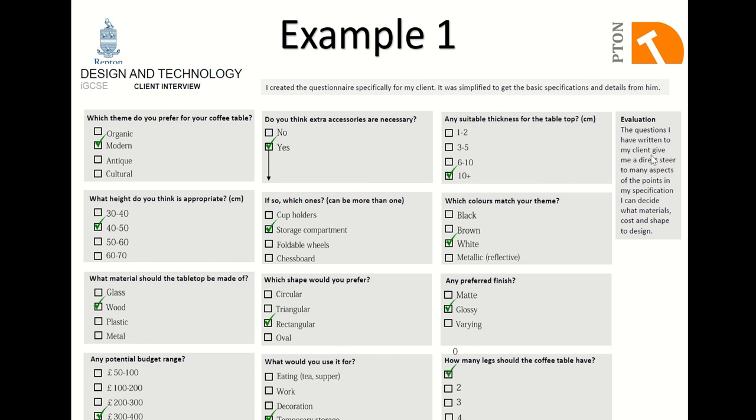Then in your evaluation, I would pick out the 3 to 4 most important things out of your 10 questions, and I would comment on them here. You would say something like, I have found out that X, Y, and Z are very important because, and then you've got to say why the answers you received are important. Most likely from your client interview you found out what exactly your client wants you to make.